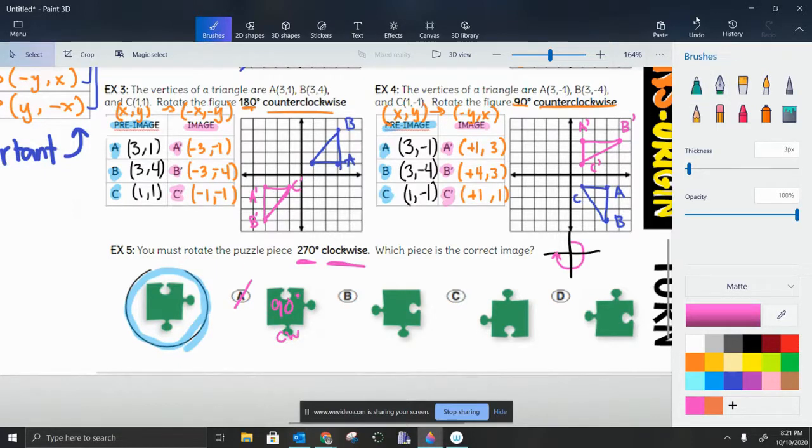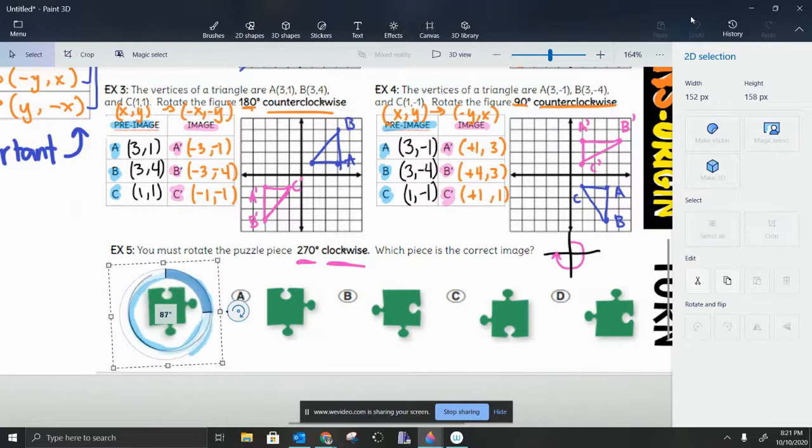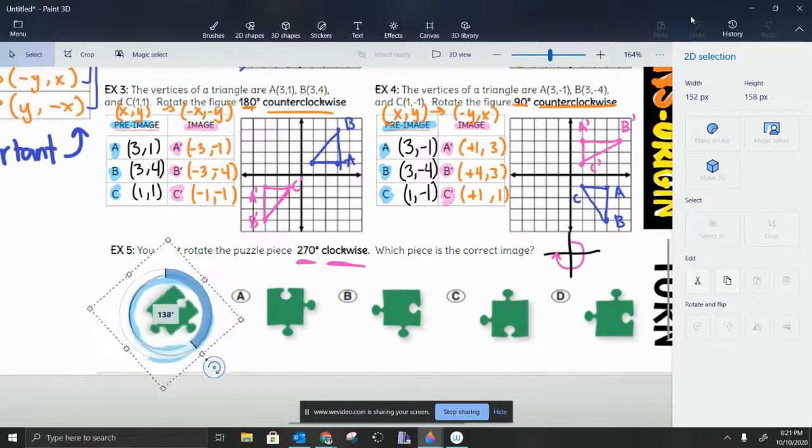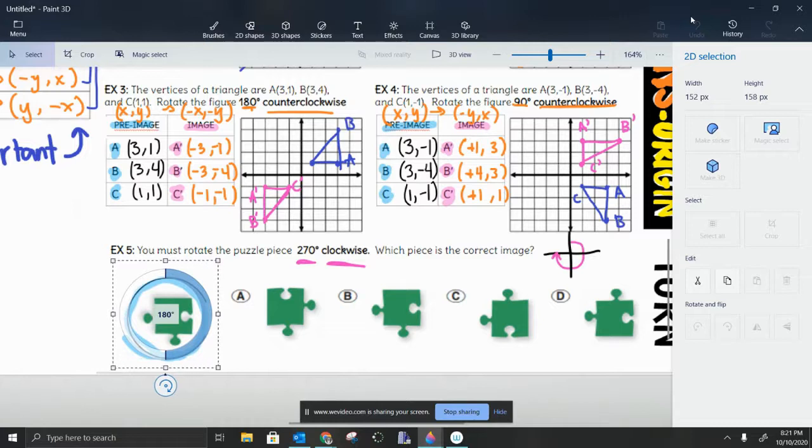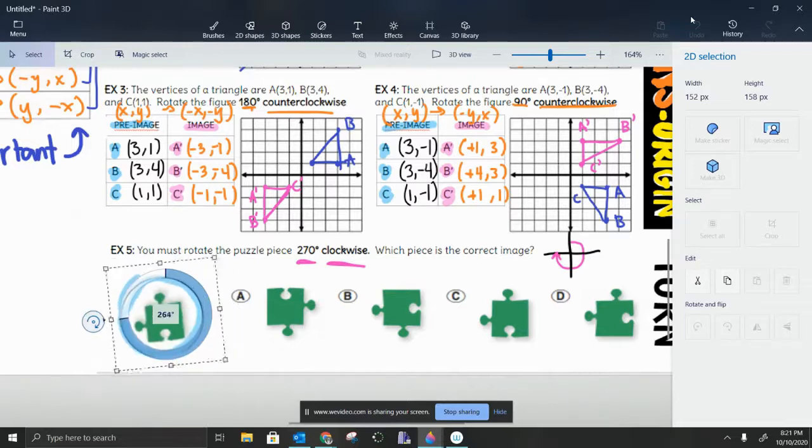All right, so let's keep going. So we've already gone 90 degrees. So 90 degrees, there it is. That's what it looks like. 180 degrees would create a shape that looks like this, where the nodes are on the bottom and the left. So B would be 180 degrees rotation, not 270. And 270 would move it 3 whole quadrants, and that's the image we would create. So option C is the image we want.